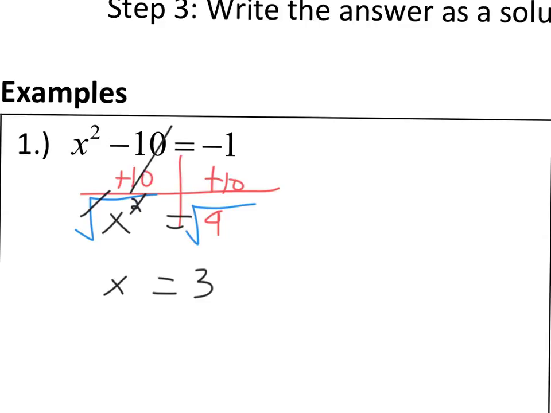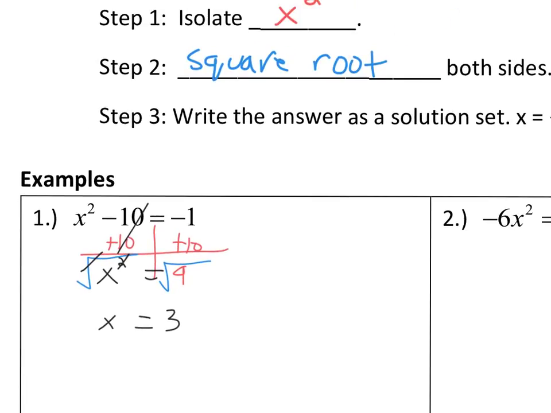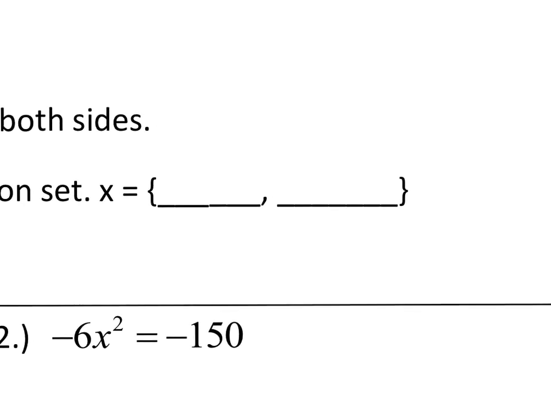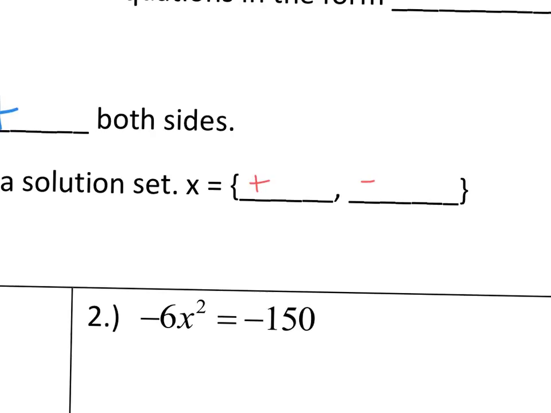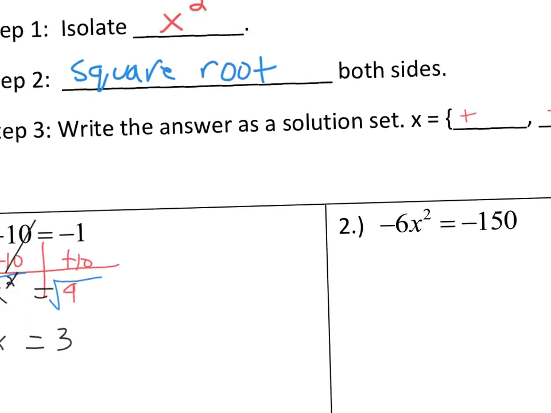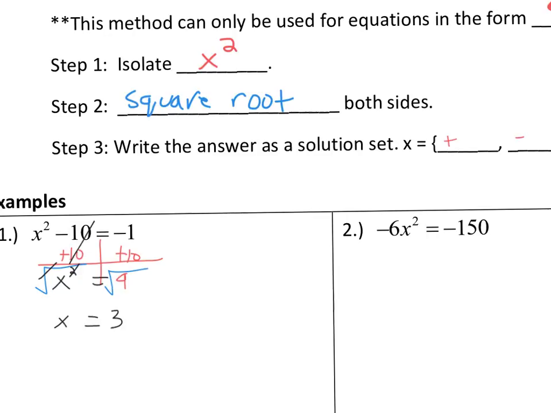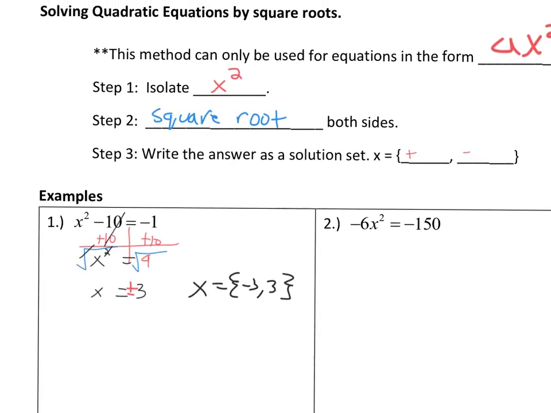So x equals 3. One thing I forgot to tell you, back up here, when you write your answer, you are going to have the same number. One of them is going to be positive, one's going to be negative. So when you get your answer here, like we did with our 3, you're going to have plus or minus 3. So you are still going to have two answers, just one of them is going to be positive, one's going to be negative. So your answer is x equals, fancy brackets, negative 3, comma, positive 3. So if you have this method where you do not have a middle x term, it's always going to be the same number, one of them positive, one of them negative.